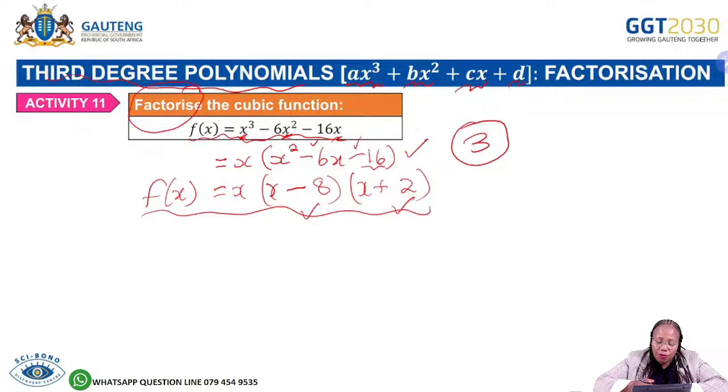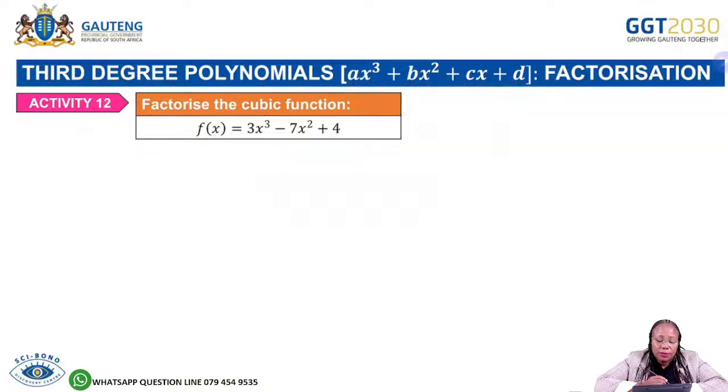And then let's move on to the next question. We are factorizing the cubic function again, which is 3x cubed minus 7x squared plus 4. Look at this one, we don't have an x there, so there's no way you can take out a common factor. To be common, it must appear in all your terms. In this case, it only appears in the first two. You cannot take out a common factor, grade 12.